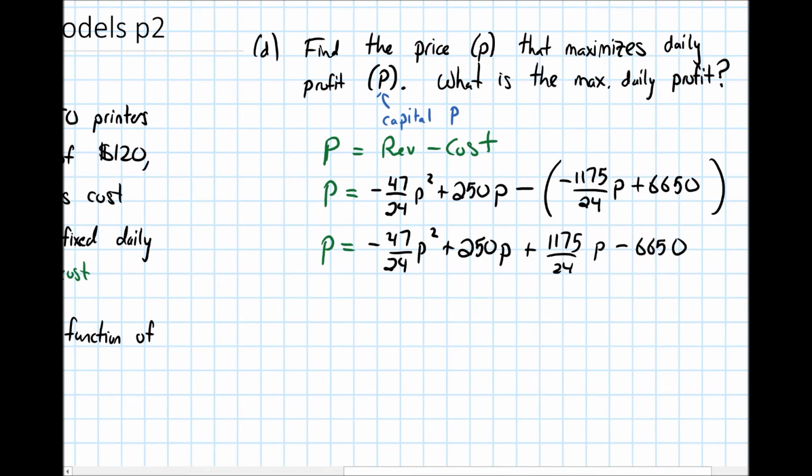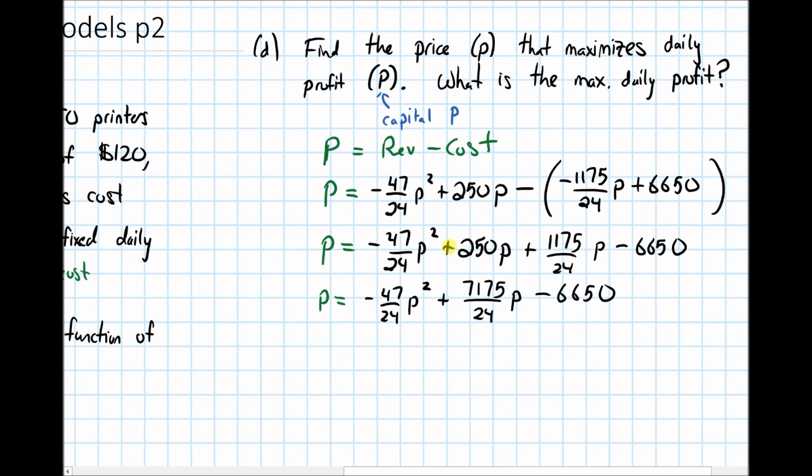In fact, if I simplify this a little bit more, we get profit equals negative 47 over 24 p squared. And if you get a common denominator with the 250 and the 1175 over 24, because they're both like terms, we end up getting 7,175 over 24 times p and minus 6,650.